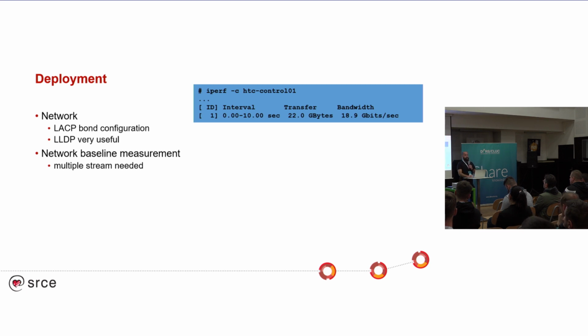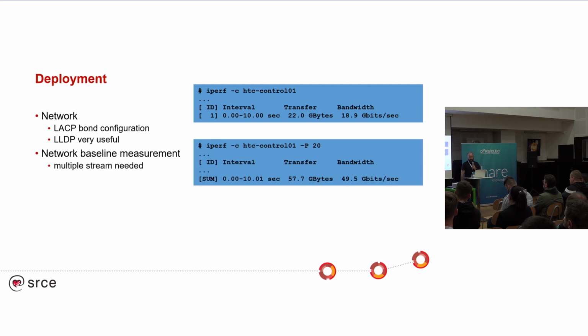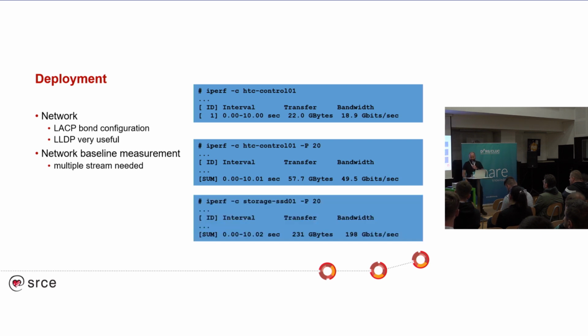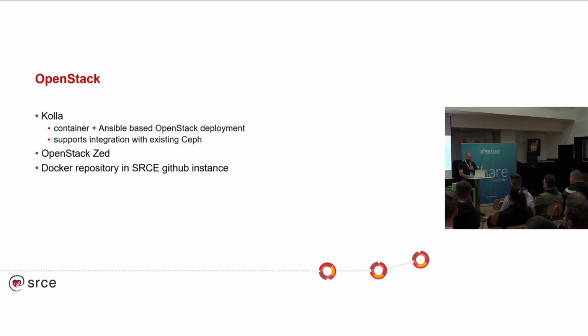And that's why you need to use multiple streams, because LATSP will work over streams. And we got on the normal servers pretty close to 50 gigabits, which is 2 times 25. And I really like this one. On the storage ones, you get really close to 200 gigabits a second.